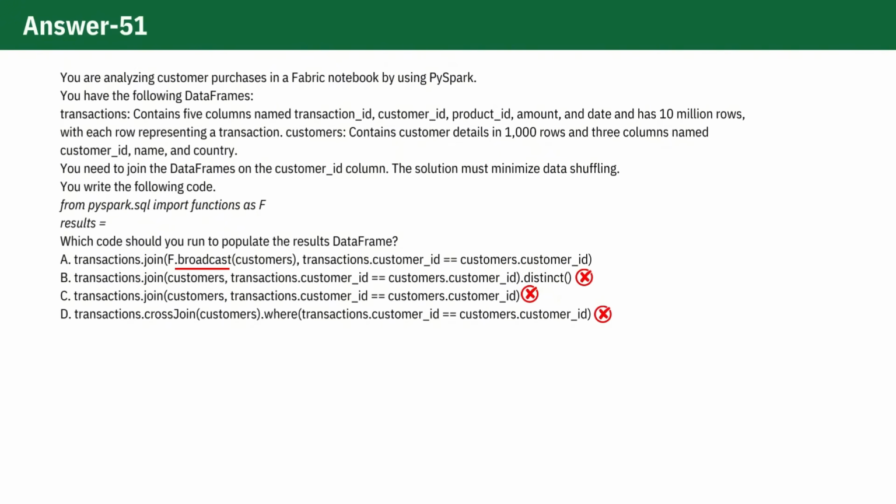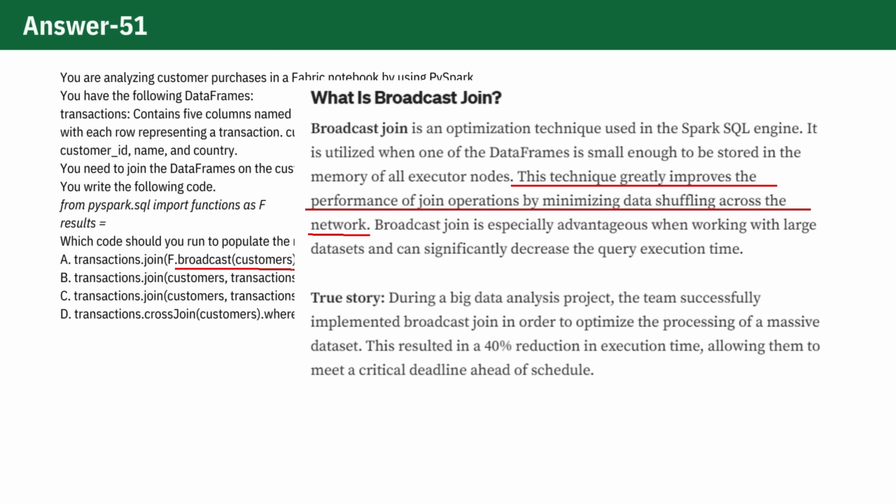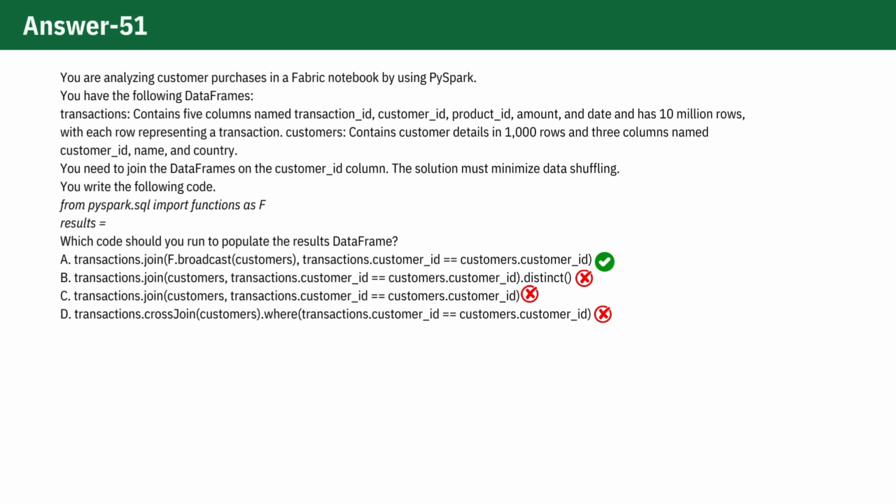By broadcasting the smaller data frame and directly joining on the matching column, option A leverages Spark's optimization techniques to handle large datasets efficiently, reducing network traffic and execution time. Thus, option A is the best and correct answer choice.